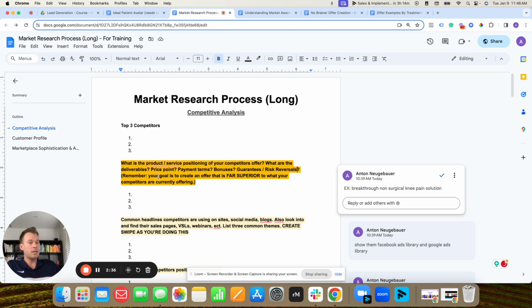Remember, your goal is to create an offer that is far superior to what your competitors are currently offering. Example, breakthrough non-surgical knee pain solution. This is how a lot of people position their offer. The key there is breakthrough. It's new. Non-surgical is the pain point that they don't want. And then knee pain solution is the pain that they have right now. So this is just an example of a way you can position it.